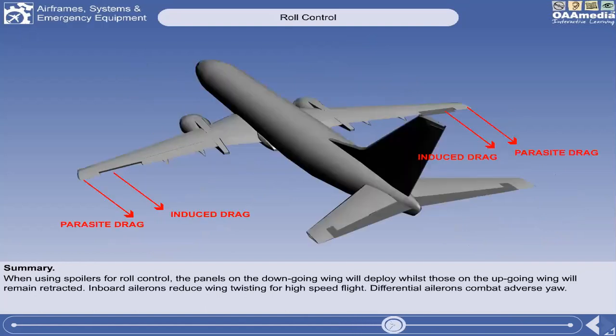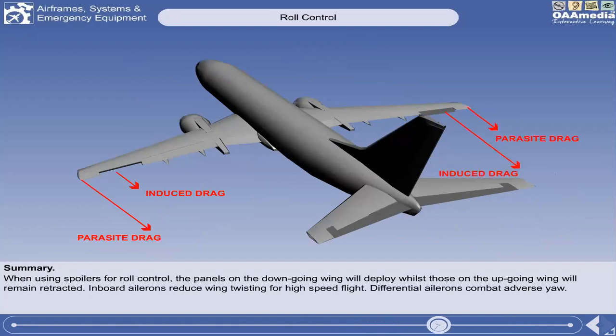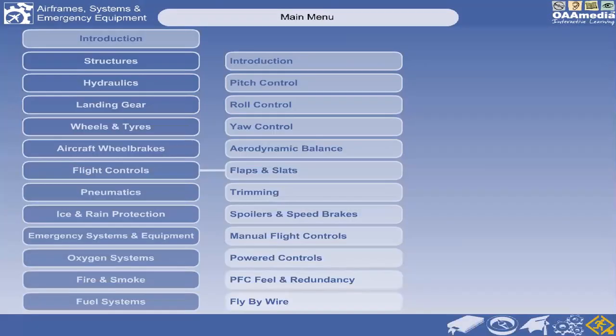There are a number of methods used to counteract adverse yaw, the most popular being differential ailerons. With this system, the upgoing aileron moves through a greater angle than the downgoing one to equalize the drag on the wing. Okay, so that's the end of roll control. Then we'll go with yaw.